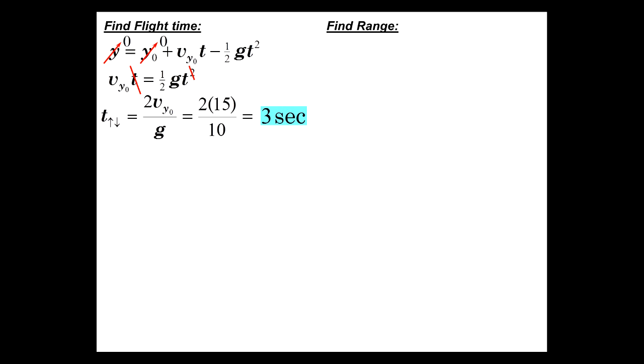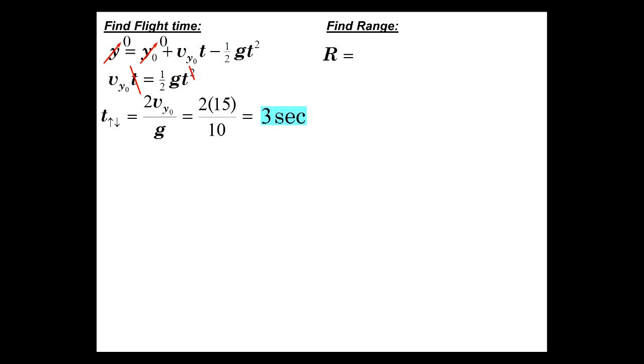So the nice thing about this problem is that it starts and ends on the ground, which we'll call 0. So we'll make those two 0, and that'll simplify this a lot. A t goes away, and we have time up and down equals 2vy0 over g, which evaluates to 3 seconds. So the flight time is 3 seconds. That was pretty easy. Notice that this equation is a very robust equation for solving for time in projectile motion problems.